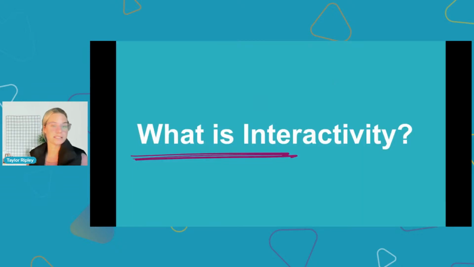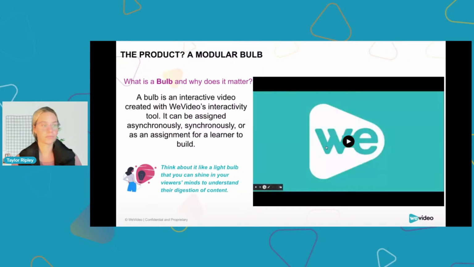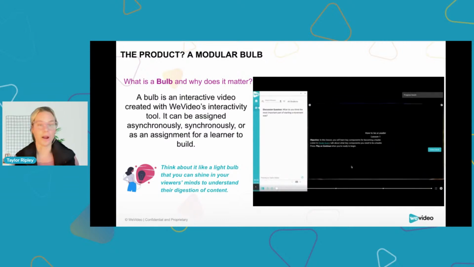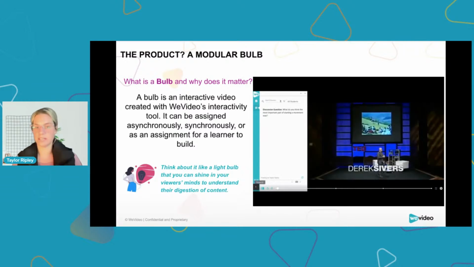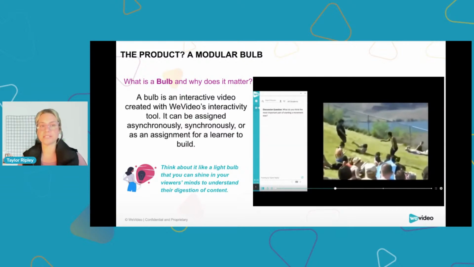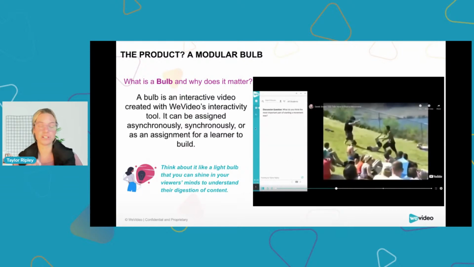So first, we're going to discuss what is interactivity and how it can be utilized in multiple ways for professional learning. You're going to hear me use the word bulb a lot, and you're probably wondering, what is a bulb? A bulb is what is created when you add your video into WeVideo interactivity. This instructional design studio will take your video and allow you to add engagement in a variety of question types to your video lesson. Bulbs can be deployed as asynchronous self-paced objects.